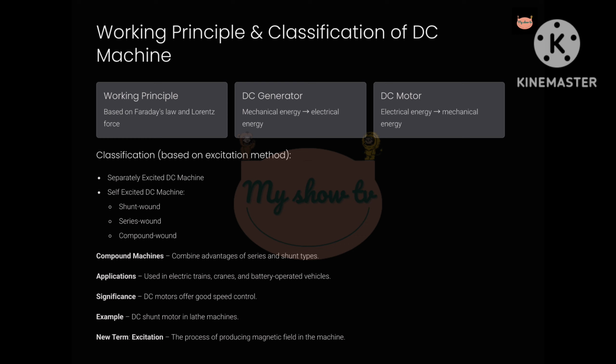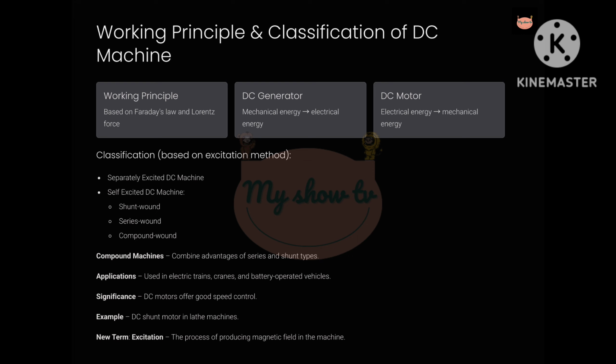Classification depends on how the magnetic field, excitation, is provided. Separately excited, field winding gets power from a separate DC source. Self-excited, shunt wound, field winding in parallel with the armature. Series wound, field winding in series with the armature. Compound wound, a combination of both, offers better performance. Compound machines offer the advantages of both series and shunt configurations, such as better starting torque and stable speed.